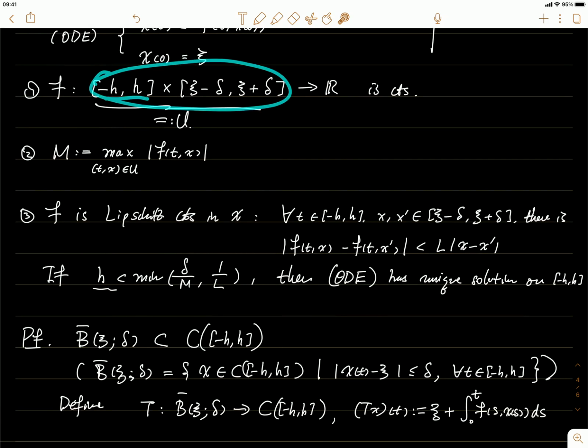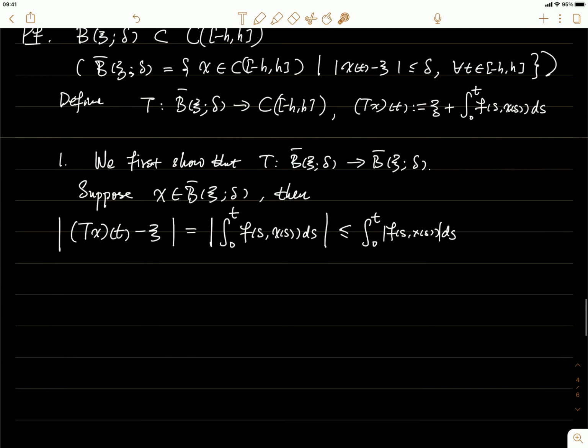Because s is in here and x of s is in here, that means this part will be less than or equal to m. So that is less than or equal to m times the absolute value of t. Because t can go negative, but no matter how large the t is, it must be less than or equal to h. So this is less than or equal to m h.